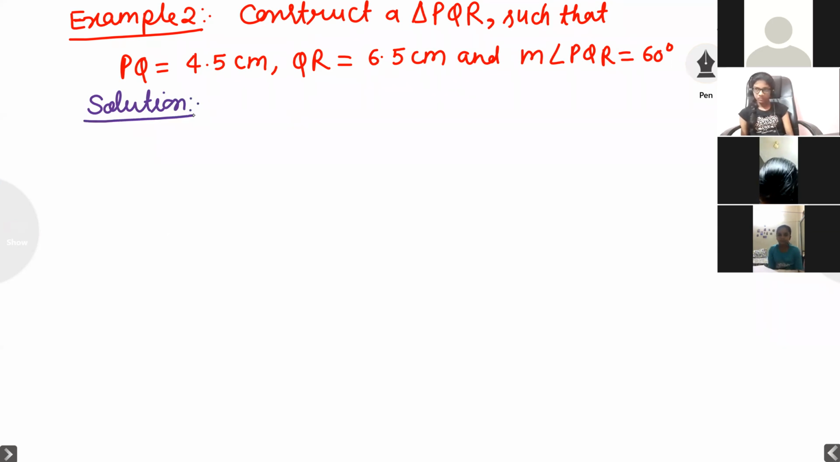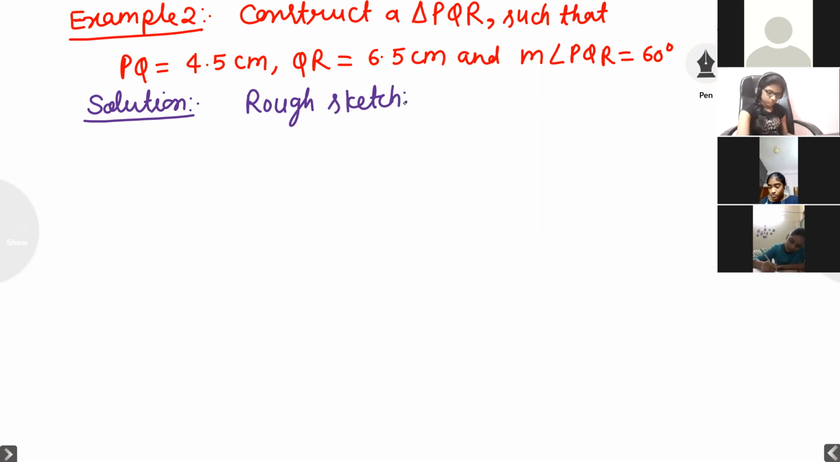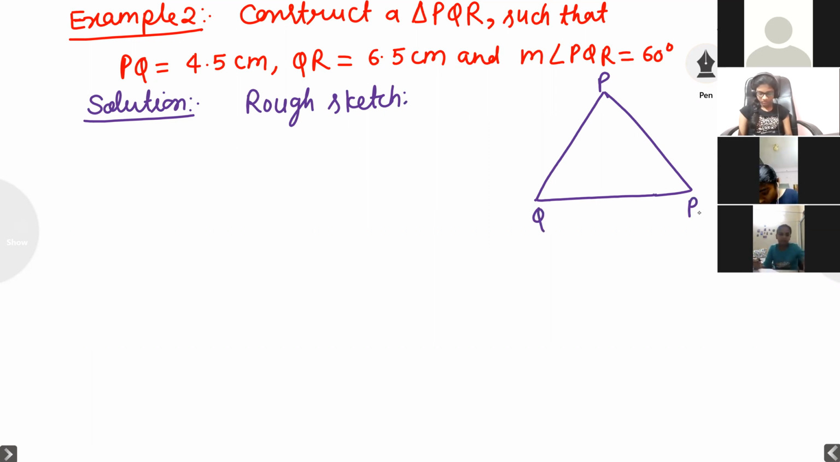Firstly, I want to draw a rough sketch. PQ is 4.5 centimeter and QR is 6.5 centimeter. Next, measurement of angle PQR means this angle is 60 degree.